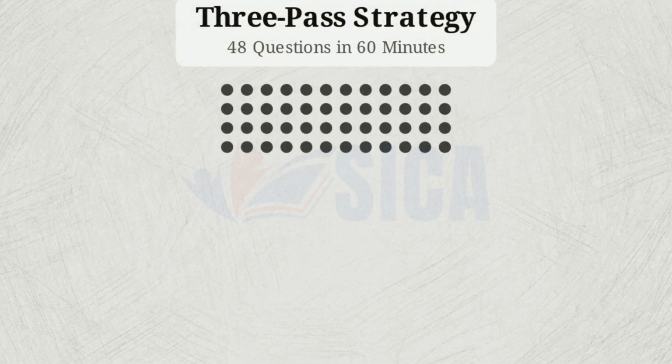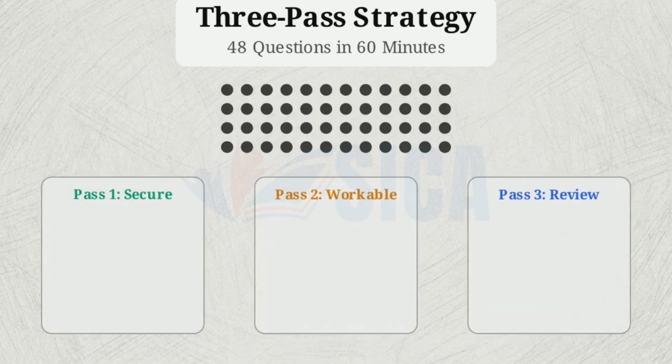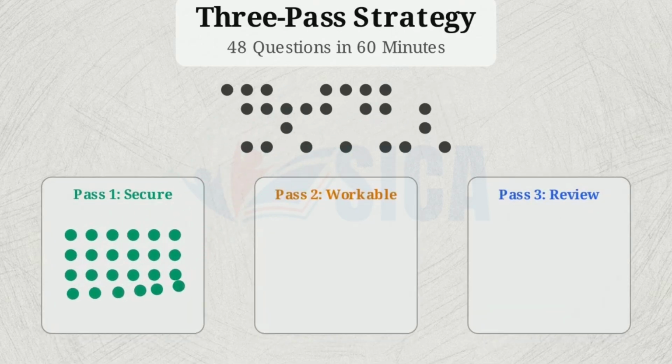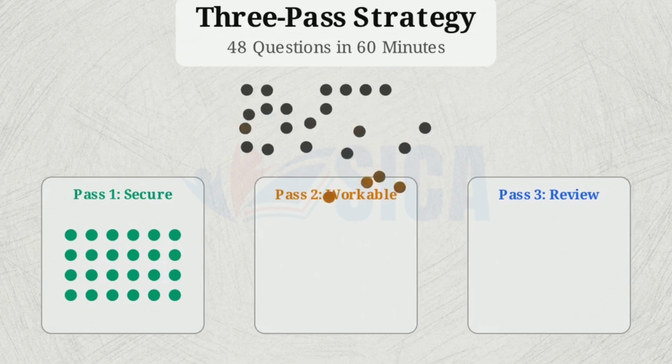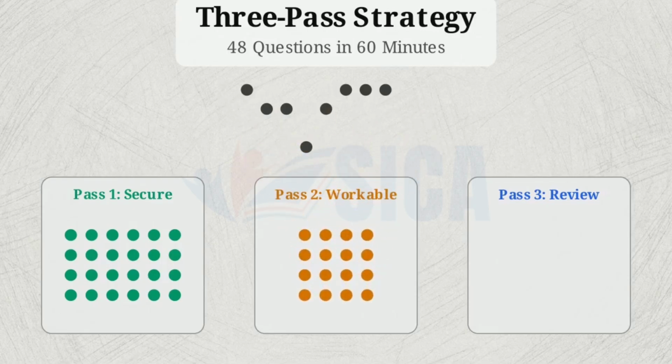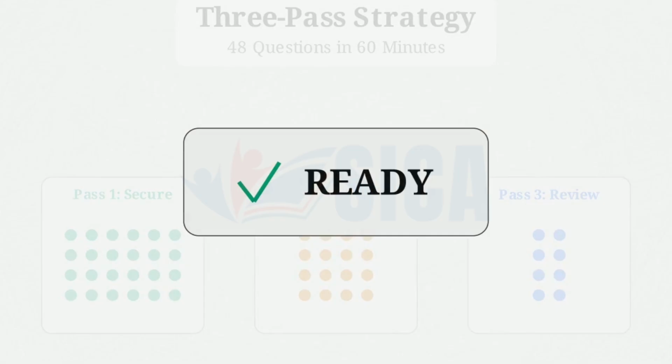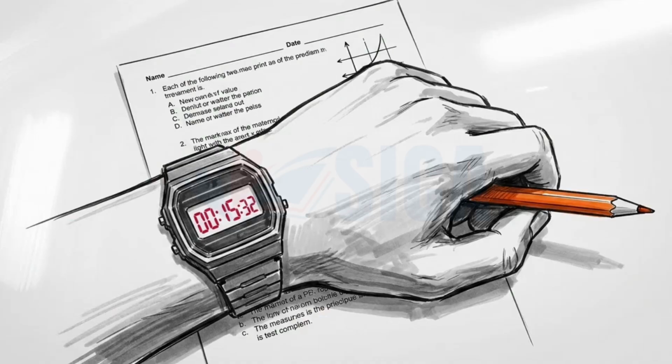This workflow diagram illustrates the 3-pass strategy required to survive the time trap. In Pass 1, secure the fast, obvious answers. Do not get stuck. In Pass 2, return to the workable questions that require a bit of heavy algebra. In Pass 3, use your remaining minutes to make final decisions on the most difficult problems and verify your answer record. You must also deploy multiple-choice tactics to shave off seconds.